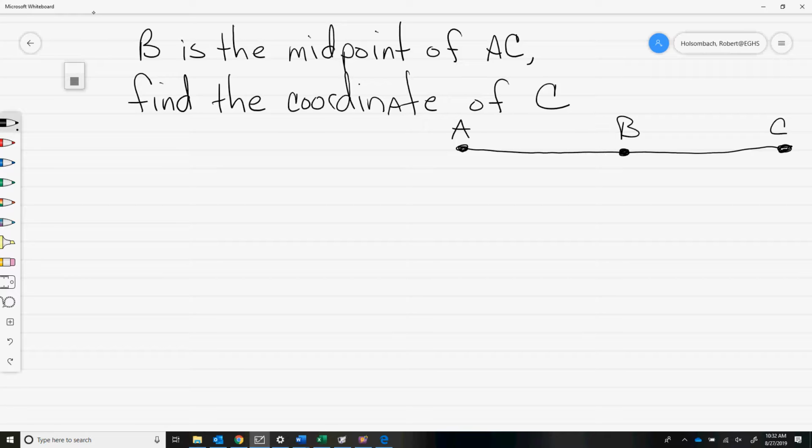Let's say that B is at -1 and the A is at -12. B is the midpoint of AC. Find the coordinate of C. Alright? So you're going to use the midpoint formula that we just wrote down. So look, the formula says that x sub m is equal to x sub 1 plus x sub 2 divided by 2.